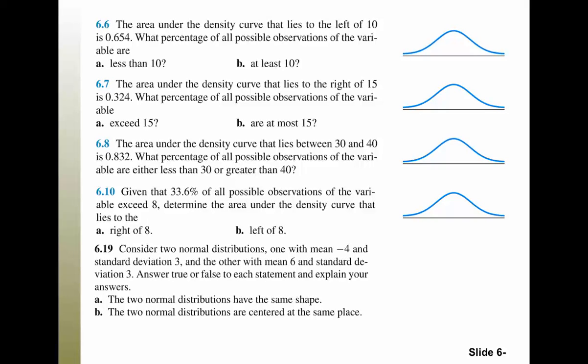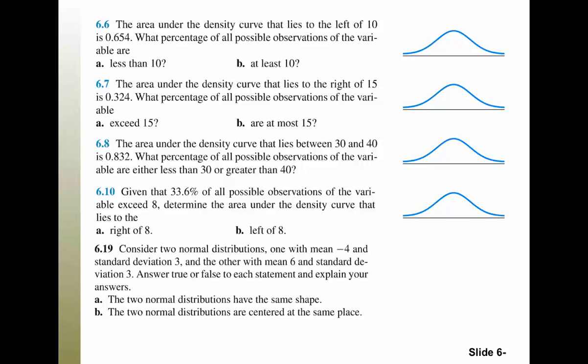Okay, so we'll do the first one together and then you practice. The area under the density curve that lies to the left of 10 is 0.654. What percentage of all possible observations of the variable are less than 10? What do you think? Paul? 65.4%.